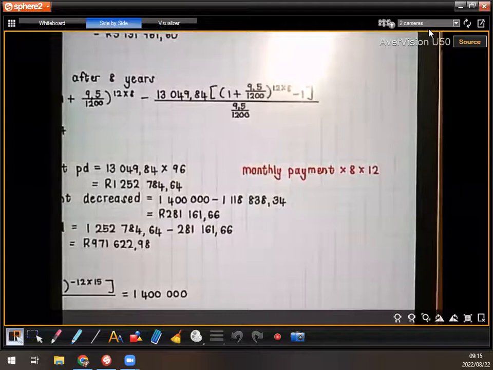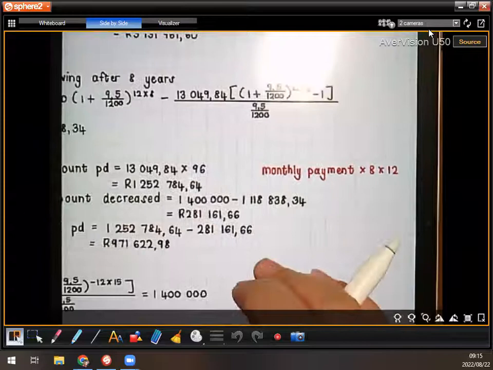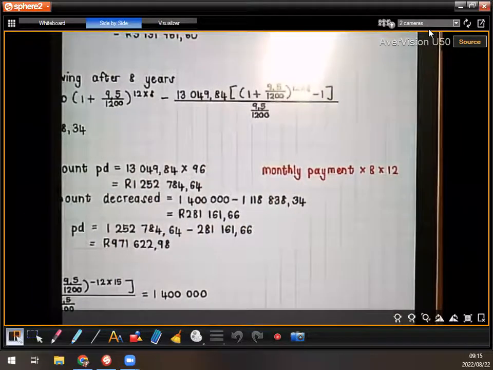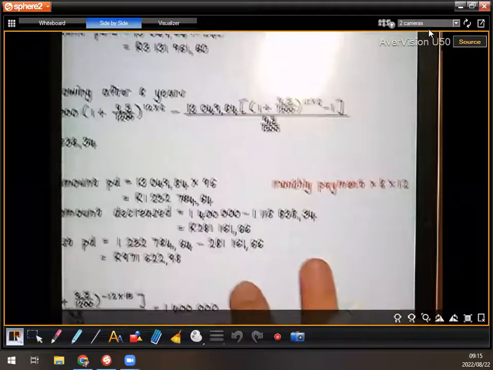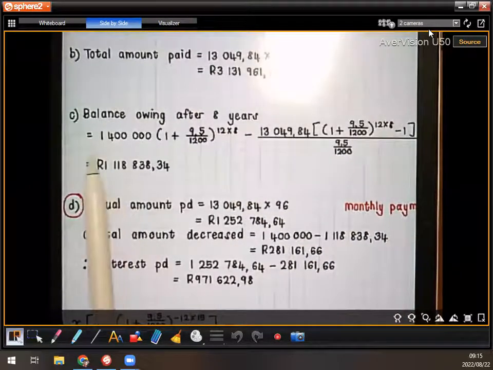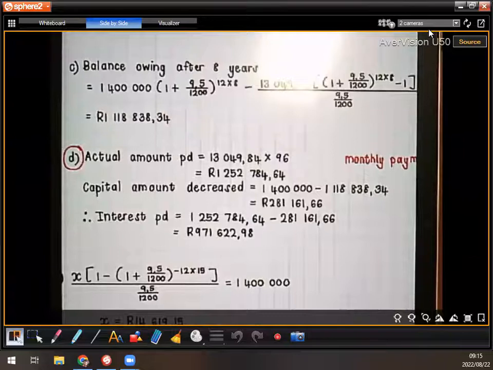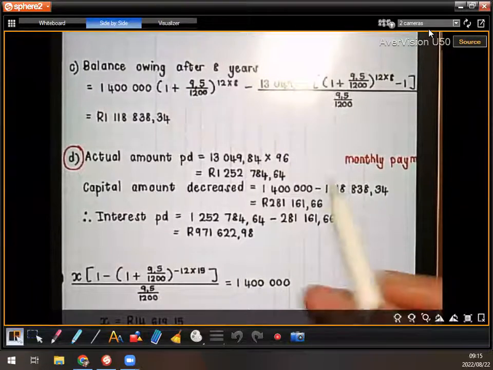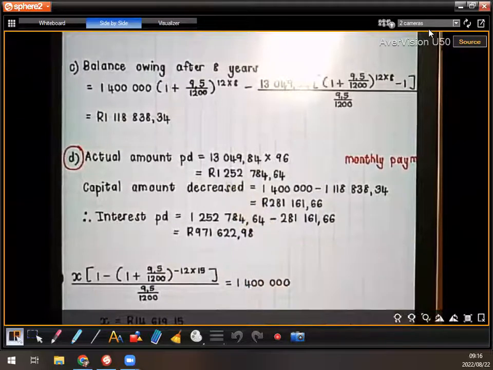Okay, are we fine with this first step, guys? If you can't remember the whole thing, at least just calculate how much this guy paid in total over 8 years: monthly payment times 8 times 12. Now, what we calculated earlier is the amount that he still owes after 8 years. So the next thing you have to calculate is how much of the actual loan he paid off. Because we know that he paid 1.2 million, but the majority of that was interest. So we need to calculate by how much the loan actually decreased.